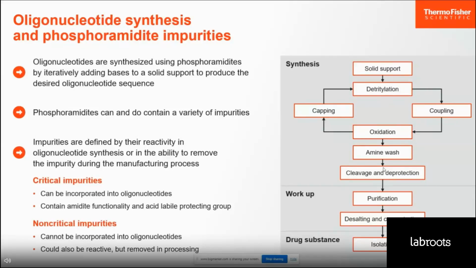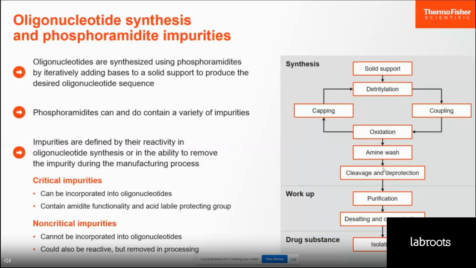Then we move back over to capping, where any remaining hydroxyls are capped, and then the process starts over again, growing the chain. The next amidite is introduced, and the cycle continues. As each base is added in the cycle, there's a potential for an impurity inherent in that phosphoramidite to be added as well. But not all amidite impurities are created equal.